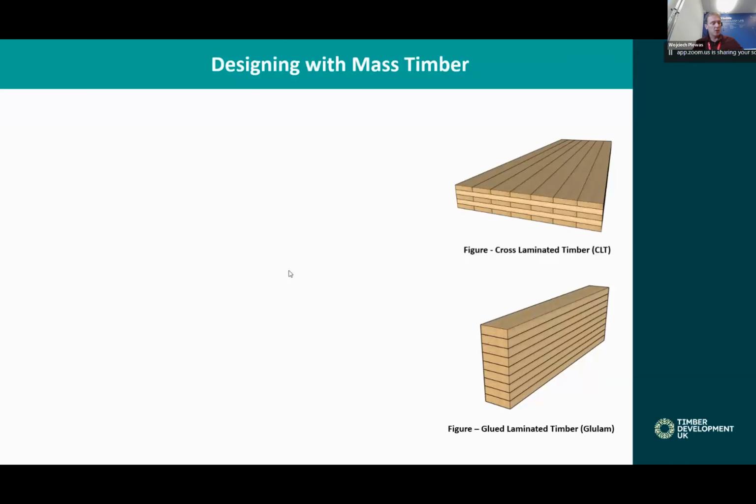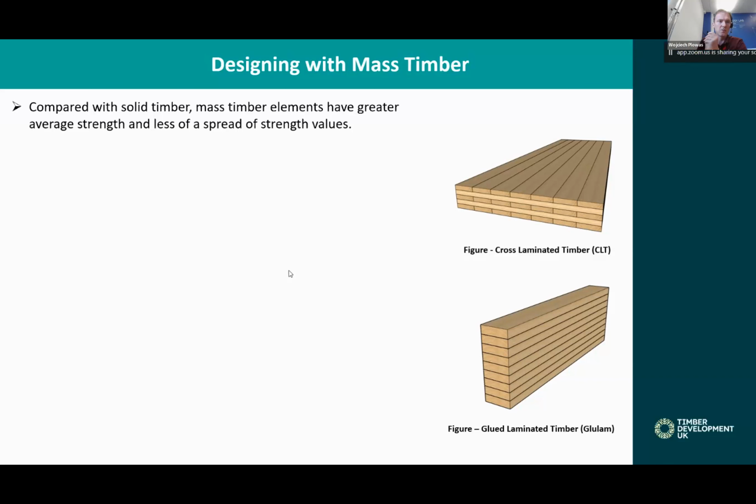Okay, so a little more focus now on mass timber, particularly glulam and CLT. Some general notes. Compared to solid timber, mass timber elements often have a greater average strength and less spread of strength values, which means it's consistent. I haven't attended the previous webinars, but I guess there was a note about the grading and the characteristic values, the 5th percentile and so on, and the population. Sorry, I'm digressing here.